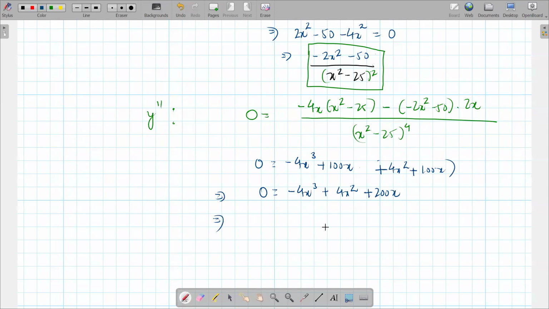Can we factor out anything? A 4x. So we pull out a 4x, and we're left with negative x squared plus x plus 50. Does it seem right? So what does this mean for us? Where is our point of inflection?